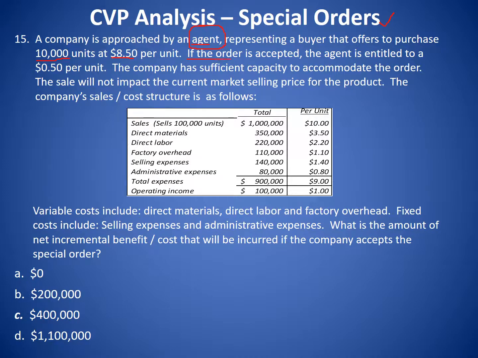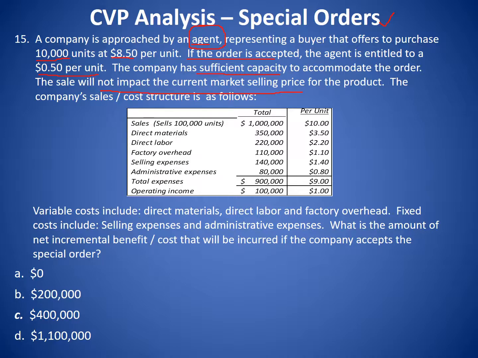Now, if we accept the order, the agent is entitled to receive a commission, and it will be 50 cents a unit, and that will be paid by the seller, in other words, us. The company has sufficient capacity to accommodate the order. So in other words, we don't have to give up any other existing production to accommodate this order of 10,000. Also, the sale will not impact the current market selling price for the product. So we don't have to worry about the overall selling price for our product being impacted.